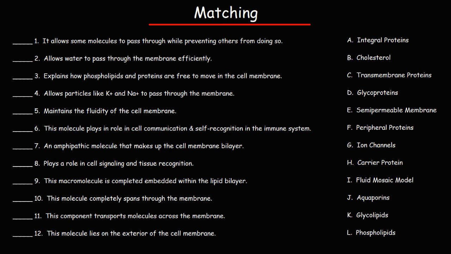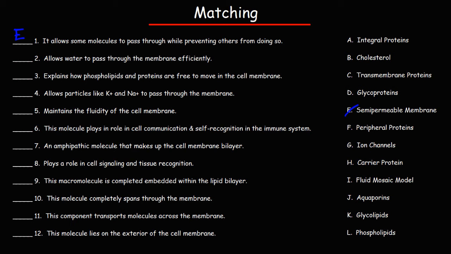Now let's work on some matching problems. Feel free to pause the video and work out these questions for the sake of a review. So let's go ahead and begin. Number 1. So this allows some molecules to pass through while preventing others from doing so. So which word best describes that sentence? So the answer for this would be a semipermeable membrane. It allows certain molecules to pass through the membrane while preventing others from doing so.